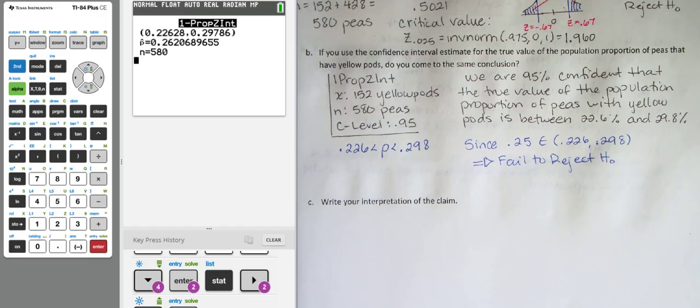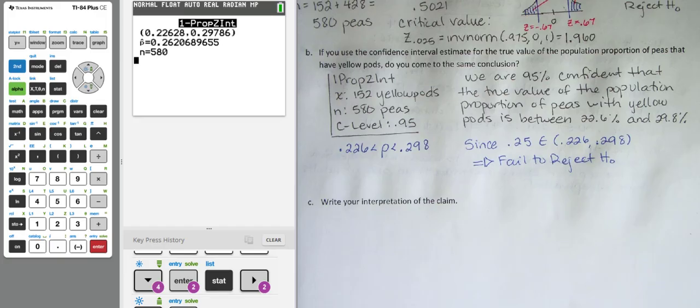In this instance, our confidence interval estimate that gave us the true value of the population proportion gave us the same conclusion as the p-value and critical value methods. Again, this is not always going to be the case, and if they had been different, you would want to go with the confidence interval estimate.